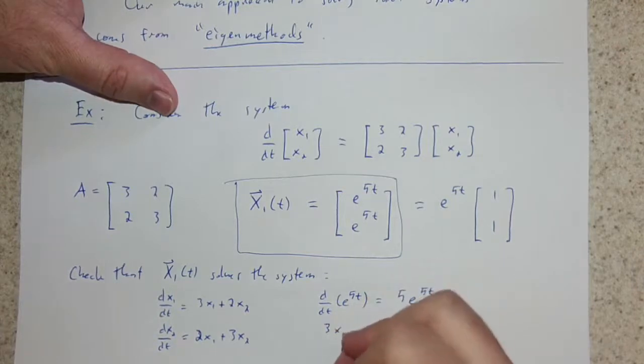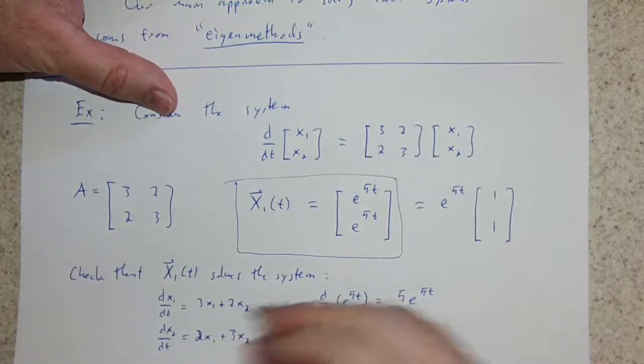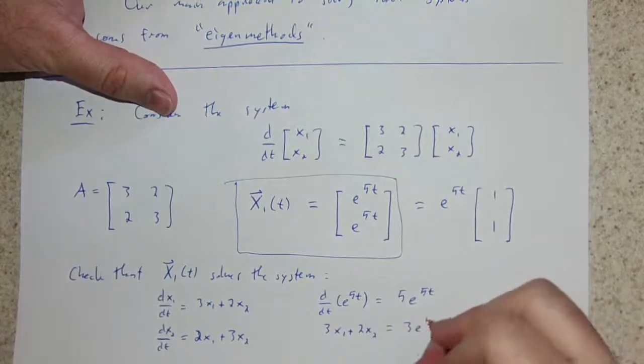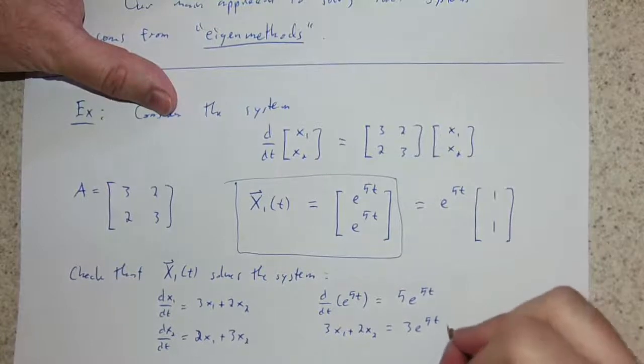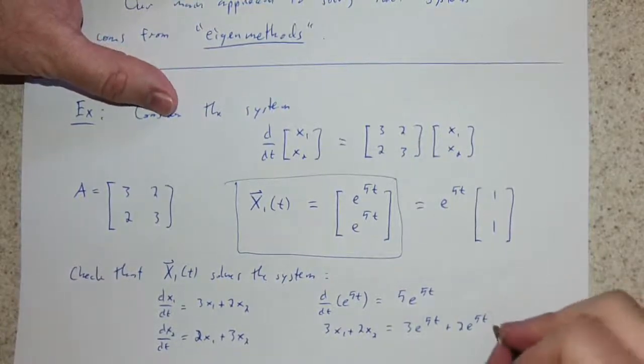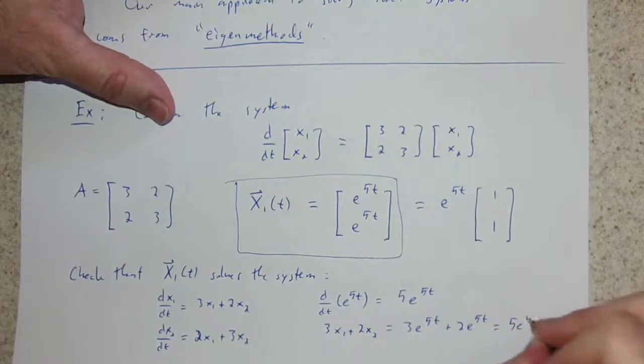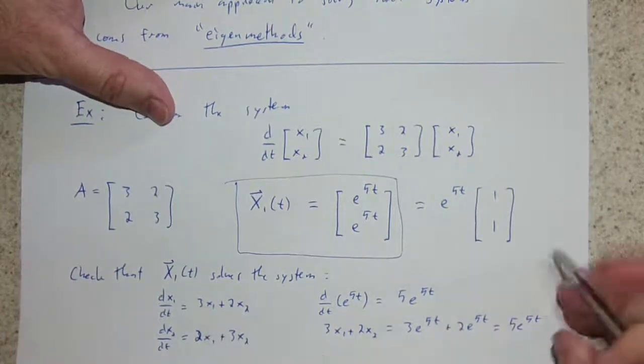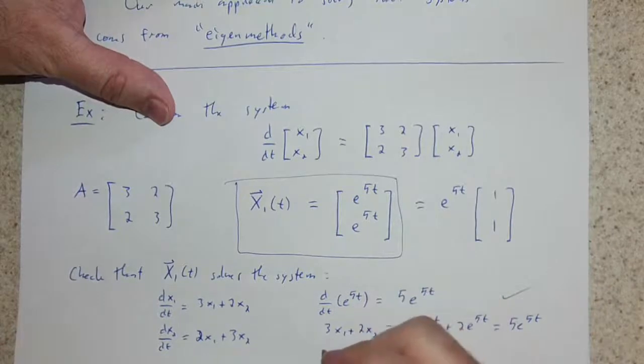3x1 plus 2x2? Well, 3x1 is 3e to the 5t. 2x2 is 2e to the 5t. So this is 3e to the 5t plus 2e to the 5t, so that's 5e to the 5t. The first equation is true, but the question is, what about the second equation?